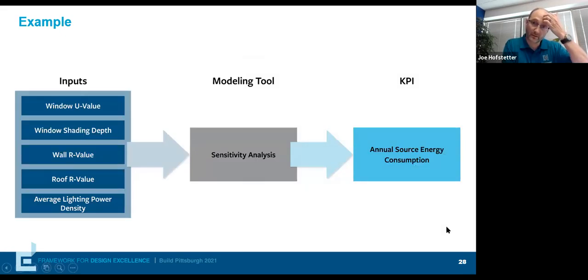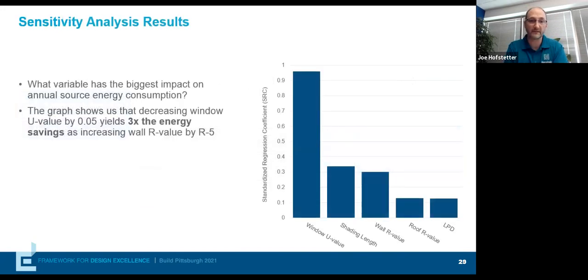So going back to this familiar image, what we did pull out was our window performance, what impact shading would have for exterior shading and cantilevers, if you will. Our wall performance, roof performance, and then we also put in our lighting power density for the lighting power requirements for the project. So applying the sensitivity analysis, what this essentially produces for our KPI is a result like this.